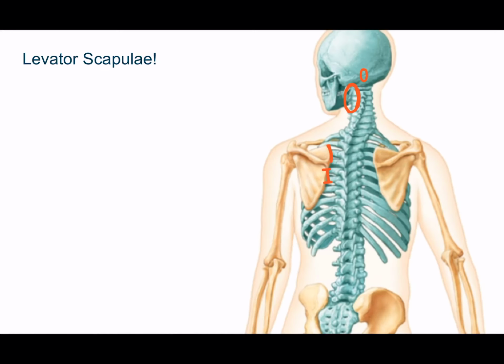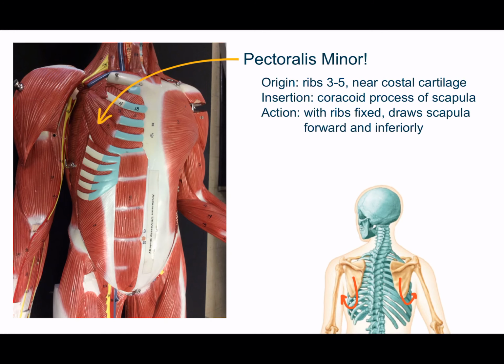You see on the skeletal model how it just kind of follows this line right here around the backside of what would be your neck to your shoulder. The pectoralis minor is under the pectoralis major, and it's a lot smaller. It originates at ribs 3 through 5, so 3, 4, 5, near the costal cartilage, so right where the bone meets the cartilage.